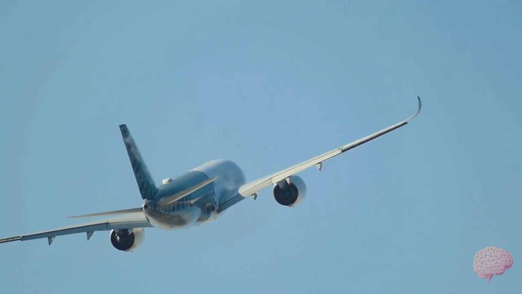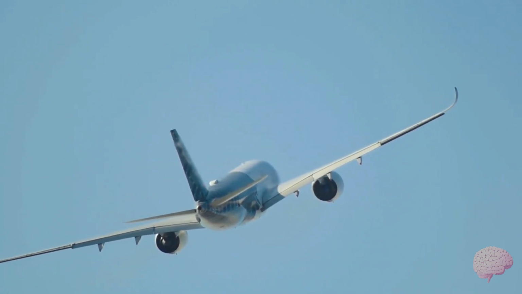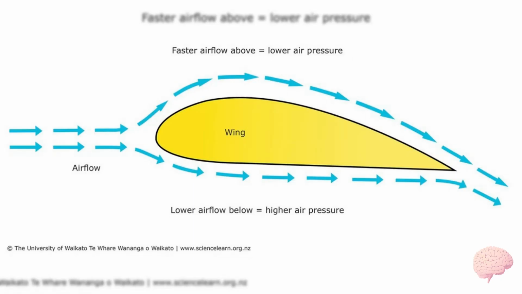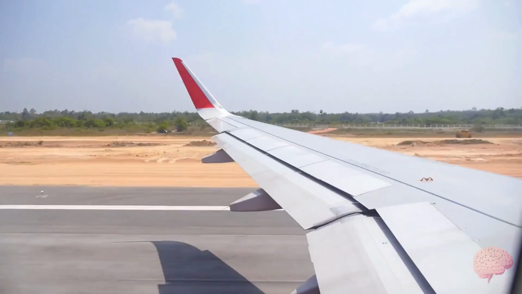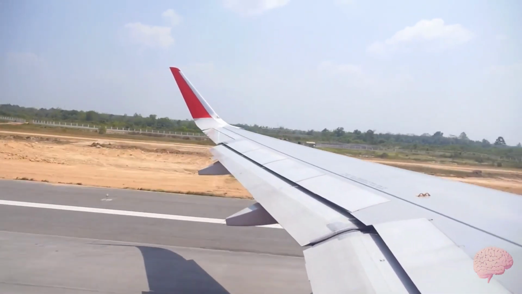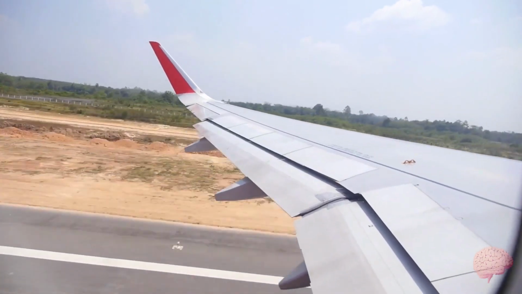The shape of the airplane's wings plays a crucial role in creating lift. The wings are designed with a curved top and a flat bottom, which helps to create an area of low pressure above the wing and a high pressure area below. This difference in pressure creates an upward force that lifts the airplane off the ground.